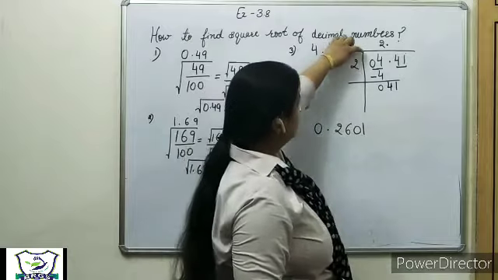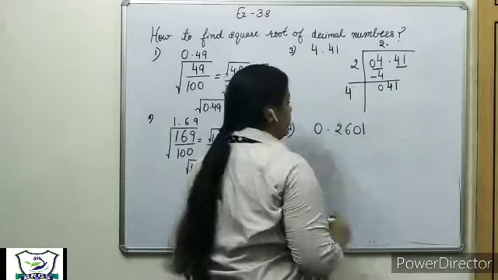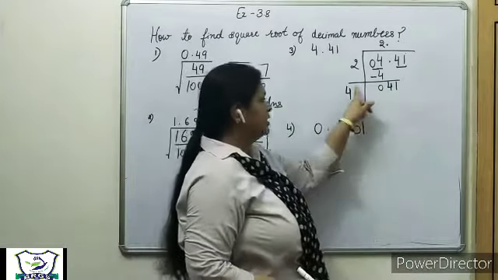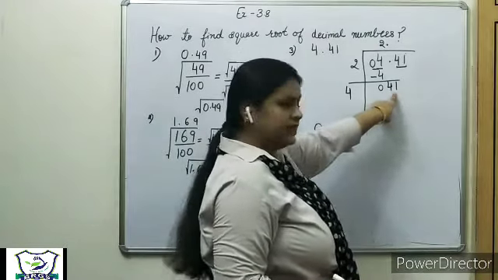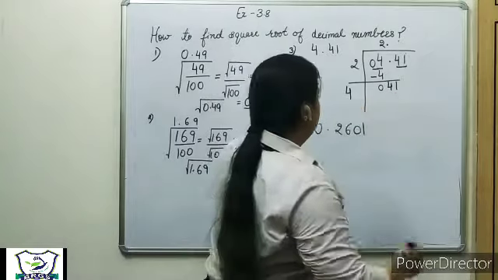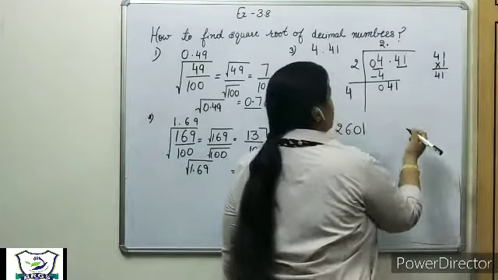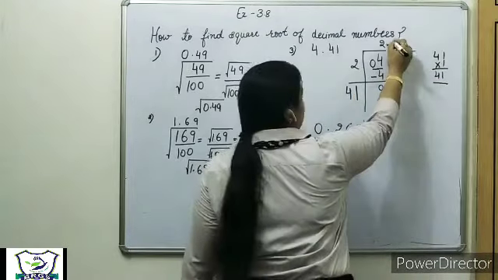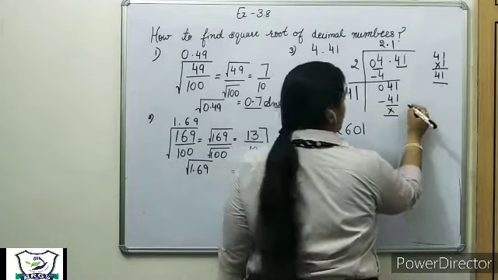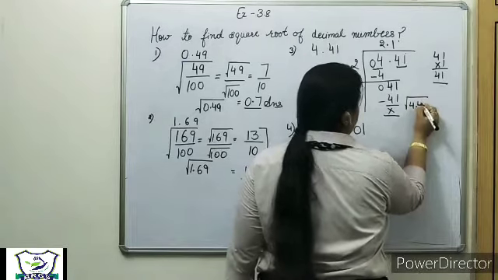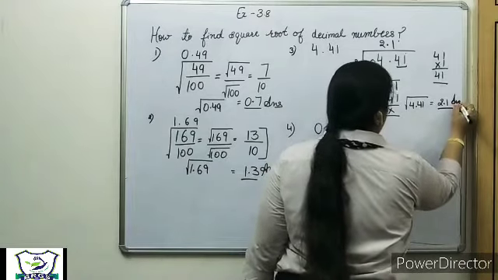Now the next step is addition of these two numbers. 2 plus 2, 4. Thereafter, we have to put such a number here which, when multiplied with the same number, gives either this number or lower than that. So here with 4, we will put 1. 41 ones are 41. So 1, 1, 41, and here it is complete. So the square root of 4.41 is 2.1. This is our answer.